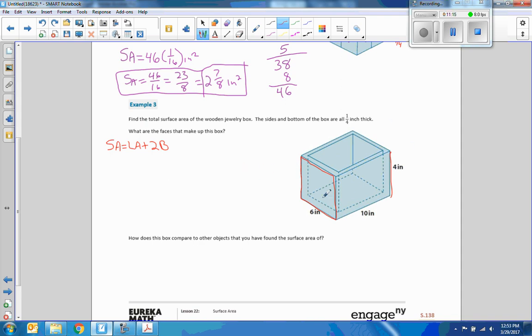So the surface area is the lateral area, which is the area around, the area of the sides, plus the area of the bases, which is the area of the top and the bottom combined. So surface area equals lateral area plus 2 bases. And lateral area, if you were to figure this, we have a 6 by 4 plus a 10 by 4 plus a 6 by 4 plus a 10 by 4. What I'm doing is finding the perimeter of the bottom and multiplying it by the height. So lateral area is going to be replaced with perimeter times height plus 2 times length times width, plus 2 LW.